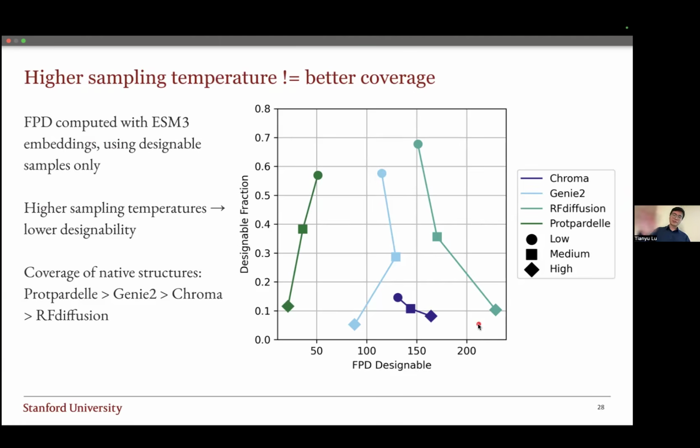What's interesting, as I've alluded to before, is that increasing sampling temperature does not always mean better coverage. It does imply better coverage, this downward left slope, for Proteina. But for Chroma and RFdiffusion, higher temperatures actually meant worse coverage.